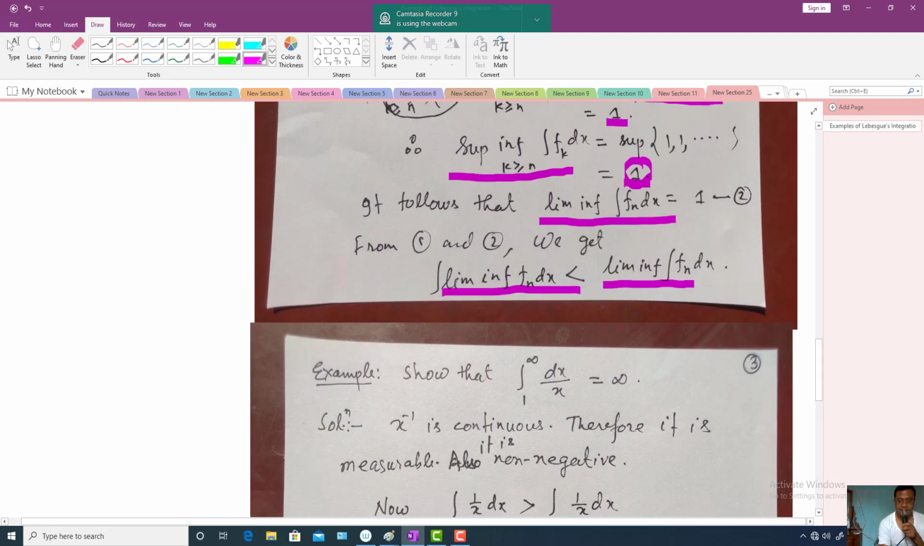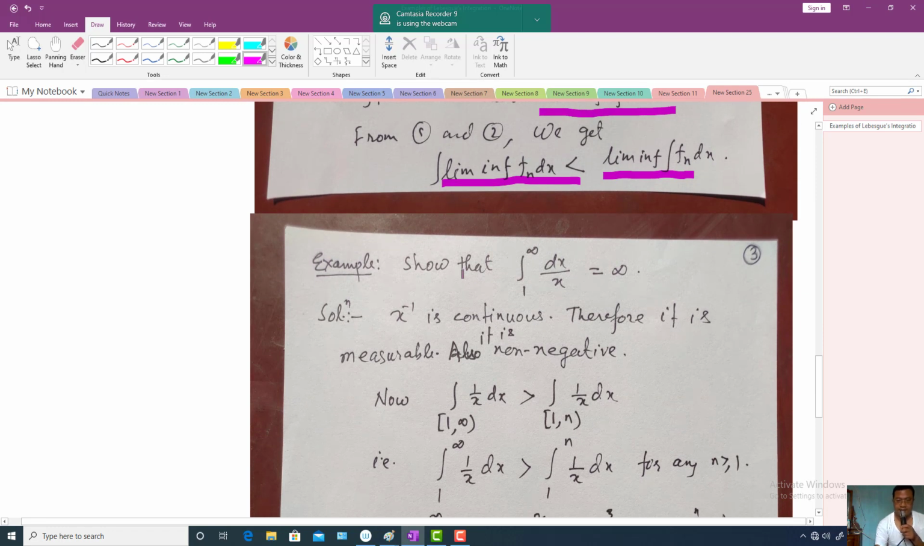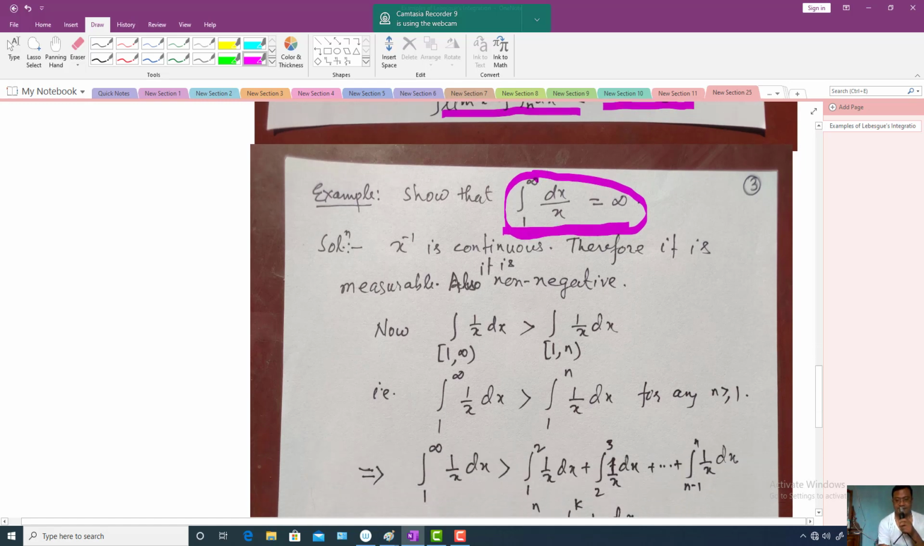Next, let us see another very important example. You already know that the integration of the function 1 upon x is equal to infinity. That you know from your class 11 12 standard integration, and graduation level integration also. But now we are going to prove it using the Lebesgue integration, starting from the definition of Lebesgue integration.